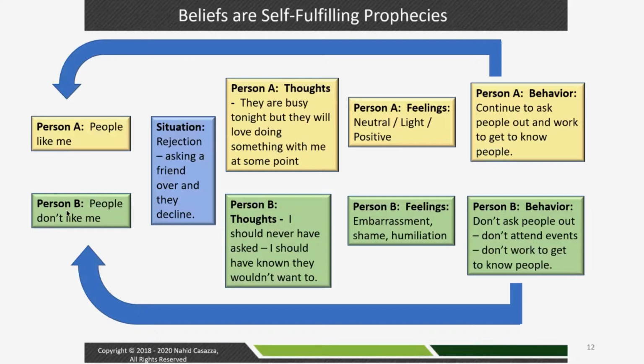Now, person B, on the other hand, they don't believe that people like them. So when they get rejected, they're going to interpret that as, wow, this person really doesn't want to go out with me. I should have never asked. I should have known they wouldn't want to spend time with me. They're going to feel more embarrassed, ashamed, humiliated. And what's the behavior that naturally extends from that? They won't ask people out. They won't attend events. They won't get to know people. They'll tend to isolate. And as a result, people won't get to know them very well, and people won't like them very much. So beliefs tend to work as self-fulfilling prophecies.